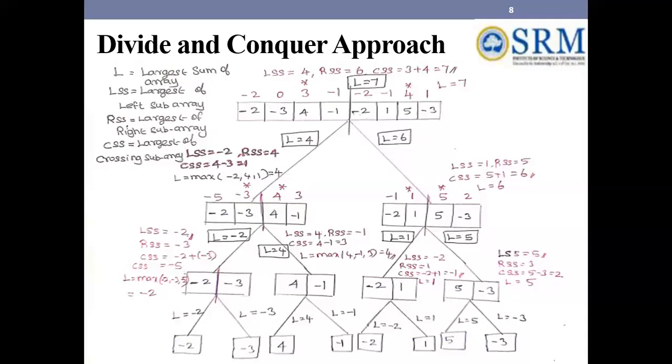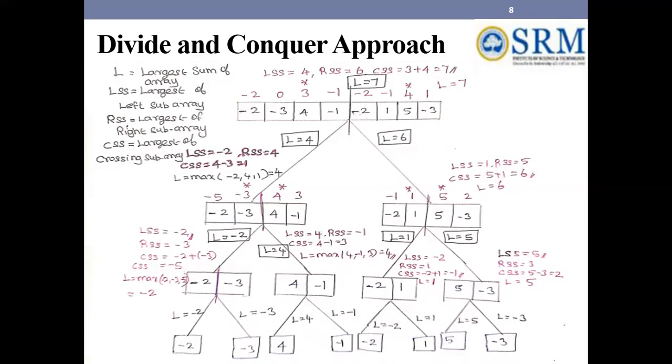Then how to find the CSS value? So take the midpoint. Before the mid, the first half subarray, start from before the mid. So minus 3, write as it is. Again, minus 3 is added with the next element minus 2, so minus 3 plus minus 2 is minus 5. Now next go to the right side. After the mid we have 4. Write as it is, the top 4. Again 4 is added with the next element, 4 minus 1 is 3. Now we get all the values.